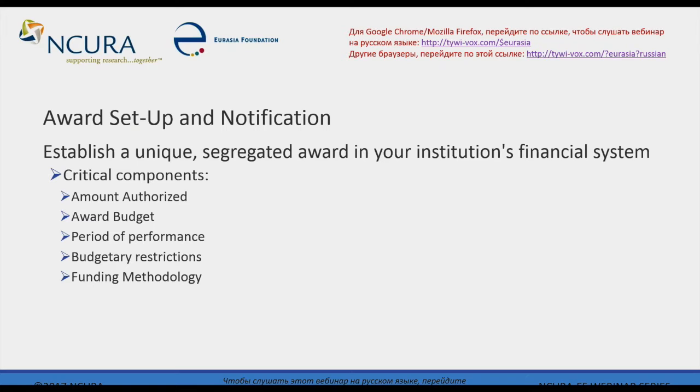It's necessary to set up a unique segregated award in your institution's financial system. What that means is that there will be a unique funding string that specifically identifies that award. It's readily available to all interested parties, whether that's the principal investigator, the research staff, or the administrative staff. They'll be able to track the critical components related to the financial management of the award.